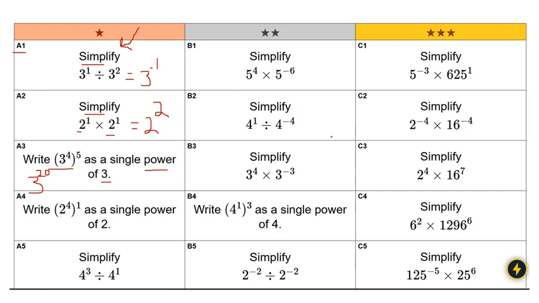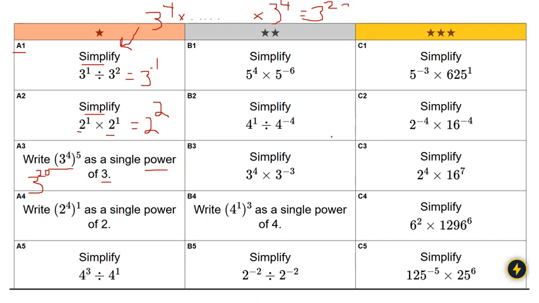And that's because we have 3 to the power of 4 times 3 to the power of 4 times 3 to the power of 4 times 3 to the power of 4 times 3 to the power of 4. That will give me 3 to the power of 20. Essentially I've got 3 to the power of 4 multiplied by itself 5 times, and when you do that, we add the powers. So we have 4 plus 4 plus 4 plus 4 plus 4, which makes 20.